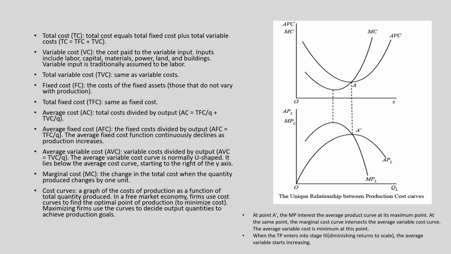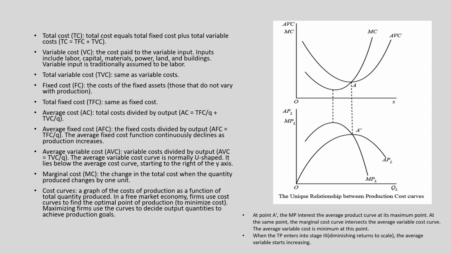Now, the definitions of all of those things that I mentioned on the last slide. Total cost. So total cost, as I explained, equals total fixed cost plus total variable costs. Variable costs is the cost paid to variable inputs like labor, capital, materials, power, land, buildings. Variable input is traditionally assumed to be labor. Total variable cost is the same as variable cost.